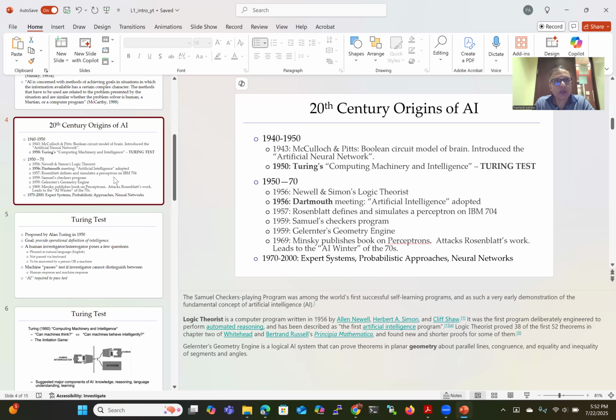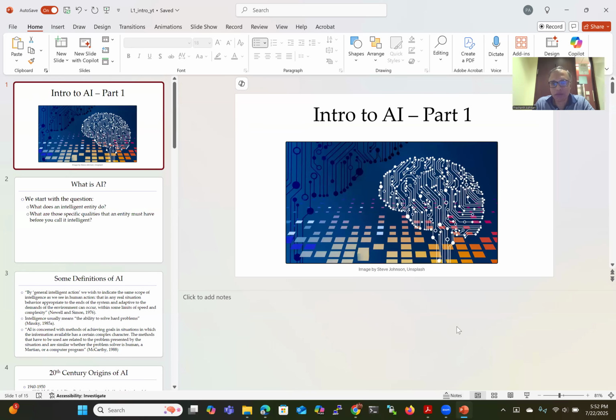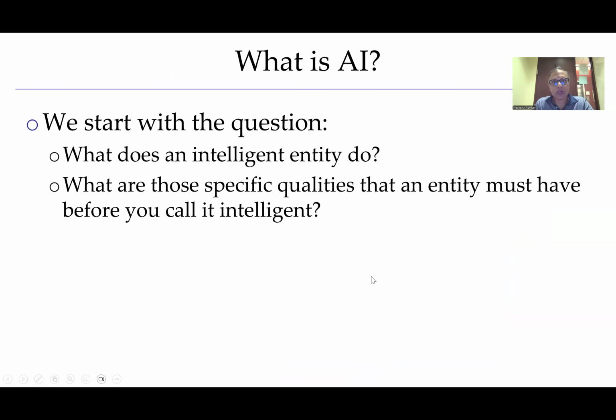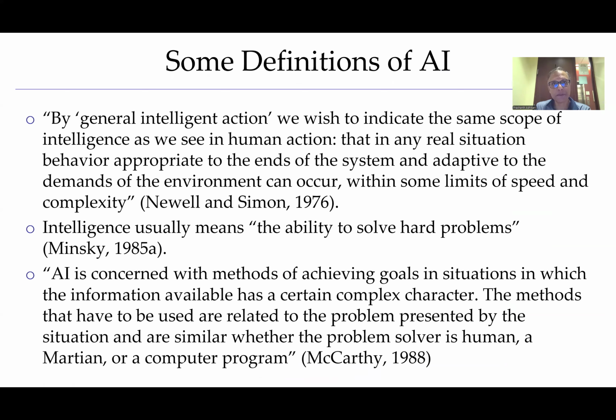Okay, so introduction to AI, part one. So I'm going to start with the question, what is AI, right? And to answer the question, what is AI, we can ask the question, what is intelligence? What does an intelligent entity do? What are those specific qualities that an entity must have before you call it intelligent, right?